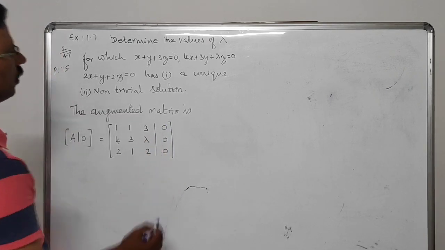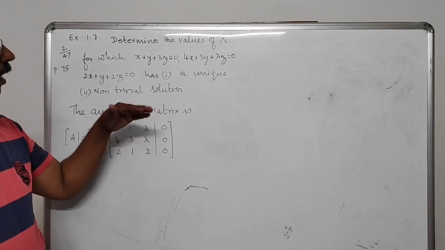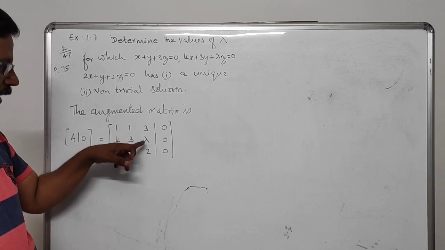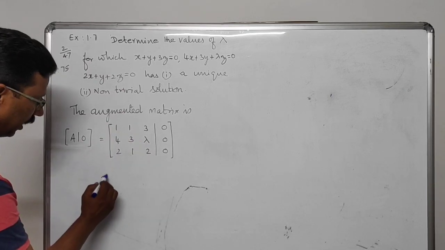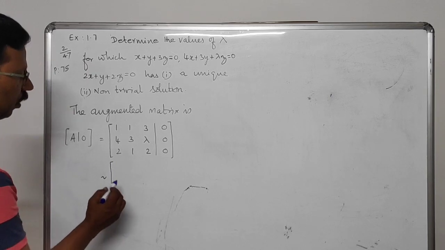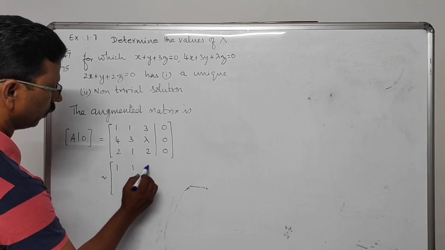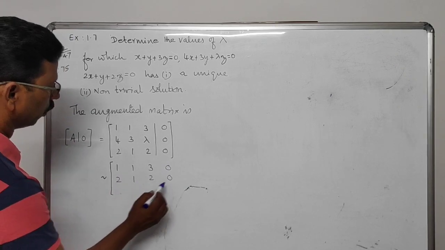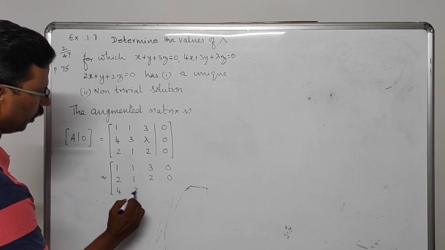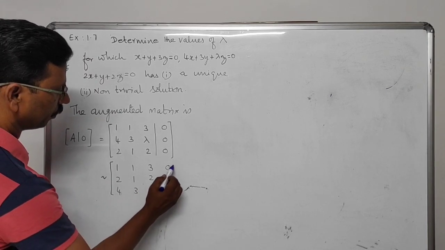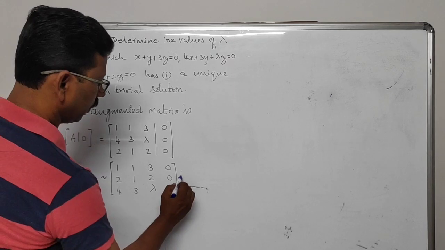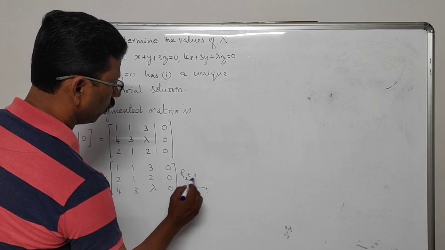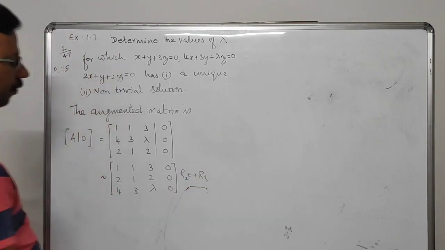As I already told, I want to discuss these type of problems. We try to keep this unknown value in the last row. Therefore, since it is in the second row, try to interchange the second row and the third row. You can write 1, 1, 3, 0. Then 2, 1, 2, 0. Then 4, 3, lambda, 0. We have done R2 interchanged with R3.